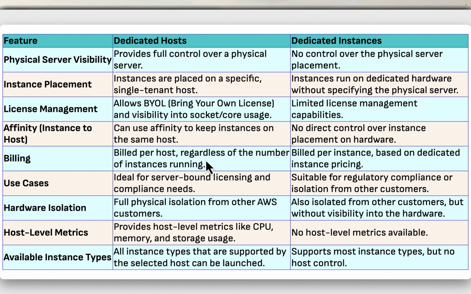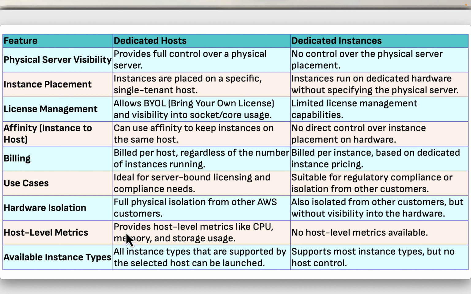You are billed per host regardless of the number of instances running. Here you are billed per instance based on dedicated instance pricing. This is ideal for server-bound licensing and compliance needs. This is suitable for regulatory compliance or isolation from other customers. Here you get full physical isolation from other AWS customers. So basically they will allocate the whole hardware for you. This is also isolated from other customers but without visibility into the hardware.